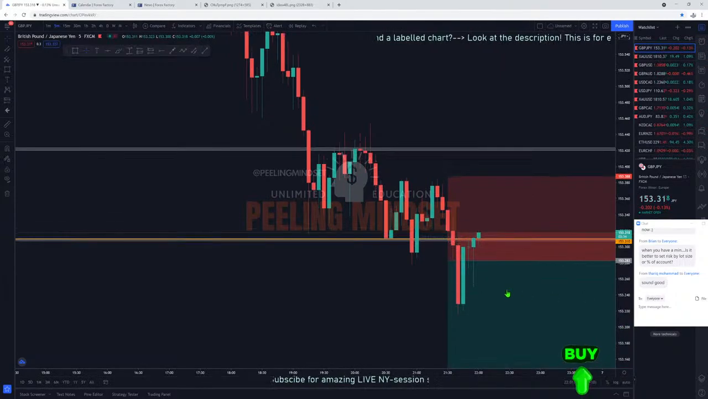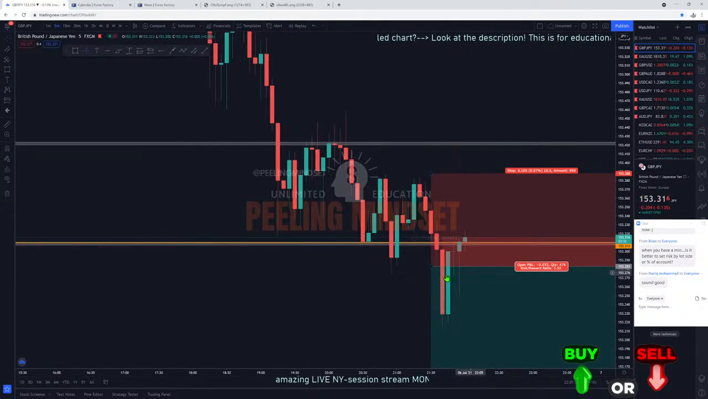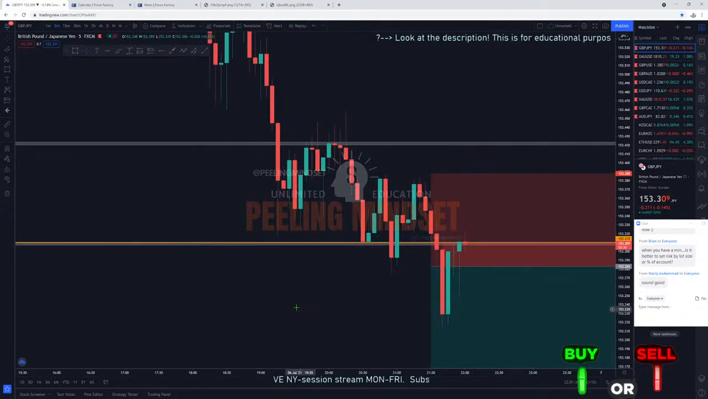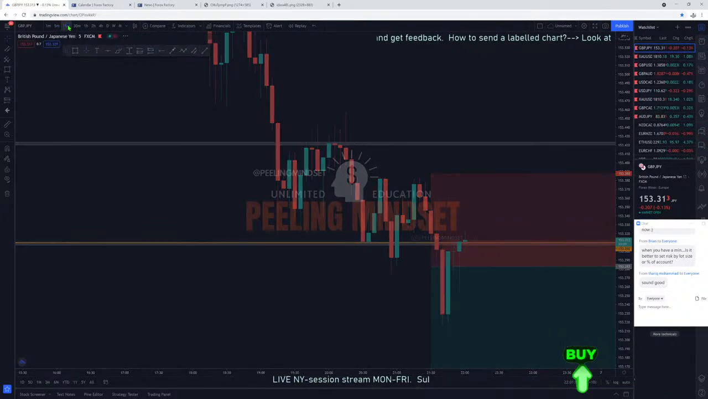Oh, the previous 5-minute candle actually closed bullish with all this rejection. Man, I don't like the 5-minute view. To be honest, I don't like the 5-minute view. It's kind of not nice. Let's see. Let's see if there's enough volume in the market.